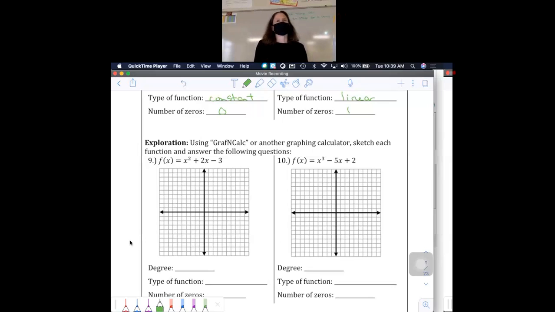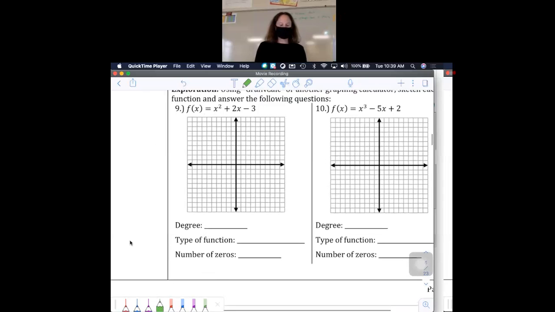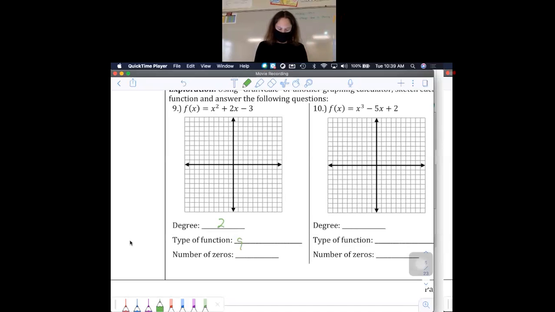Now, let's take a look at number 9. Before we get our graphing calculators out, hopefully you remembered those, talk to me about what the degree is of this function. If I have f of x equals x squared plus 2x minus 3, the degree is 2, which makes it what? Quadratic. We just spent all last chapter graphing these. So graph it. Good review from last week's assessment. Go ahead and graph that quadratic equation, f of x equals x squared plus 2x minus 3.